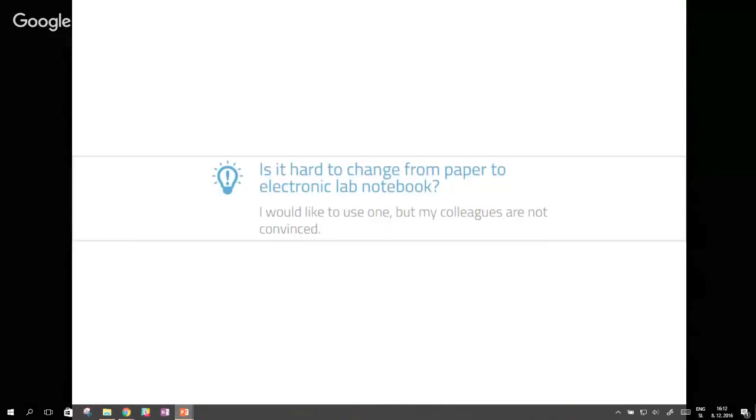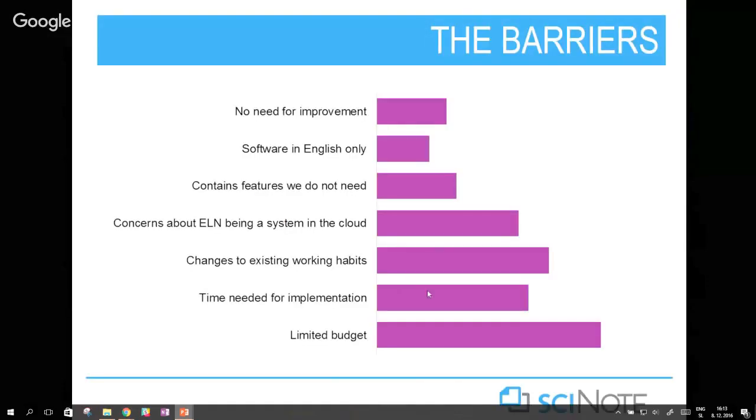And then there is the challenge. So as the scientists mentioned, an ELN being easy to use is one of the most important features. That's because we have the perception that transitioning from paper notebook to electronic lab notebook is complicated. And yes, there are changes to existing habits that you need to make. So another thing that we asked our users was what are the biggest barriers in electronic lab notebook adoption? So apart from the obvious limited budget, changes to existing working habits was second on the list.